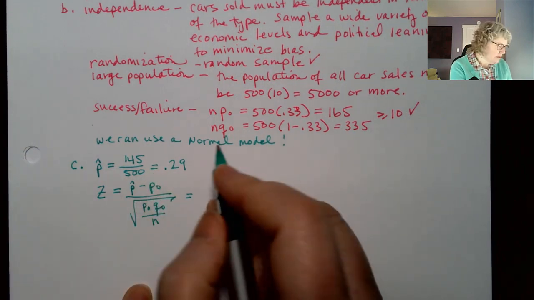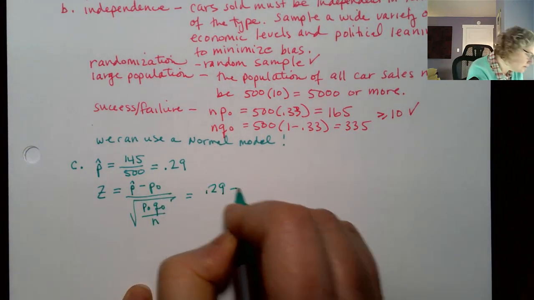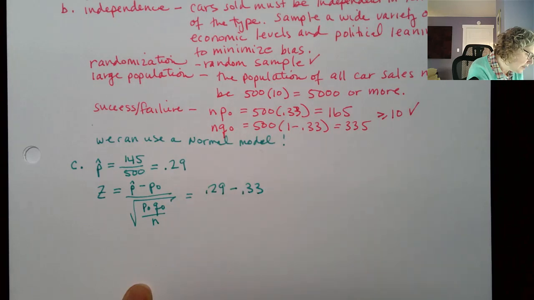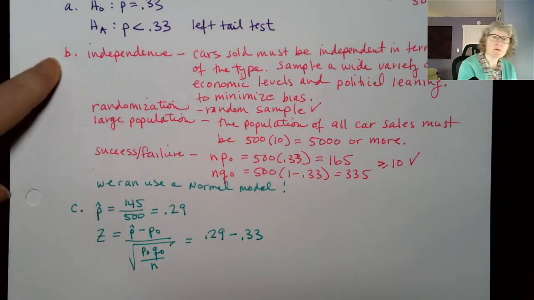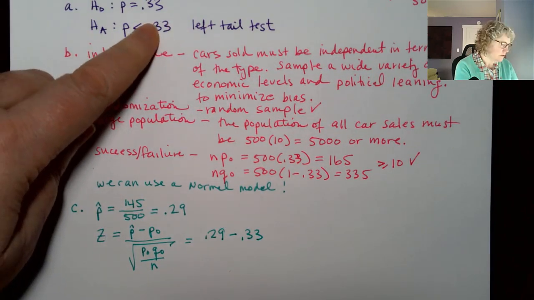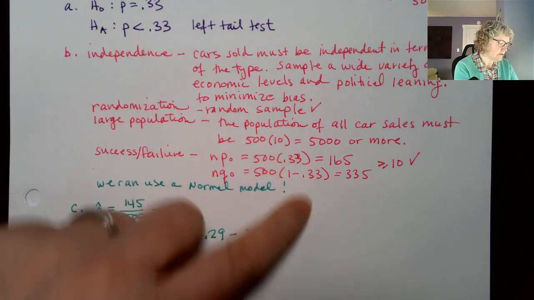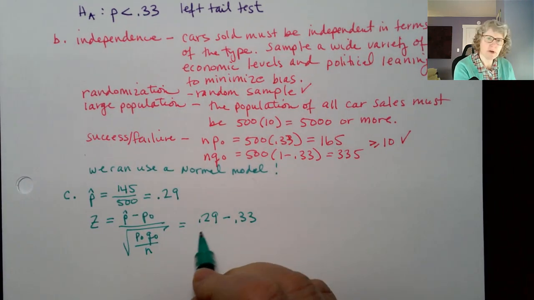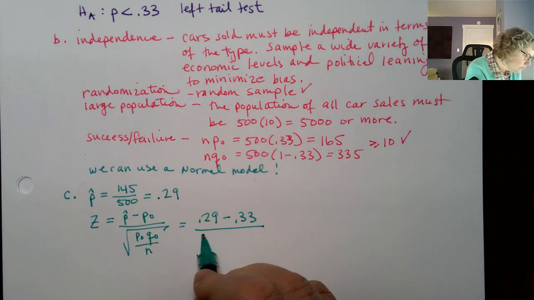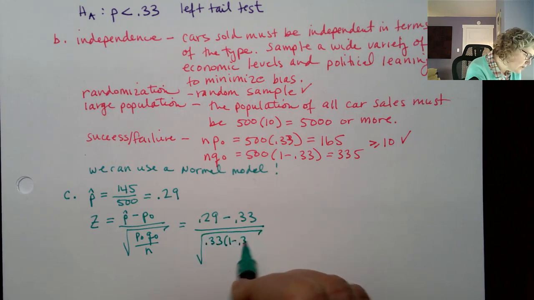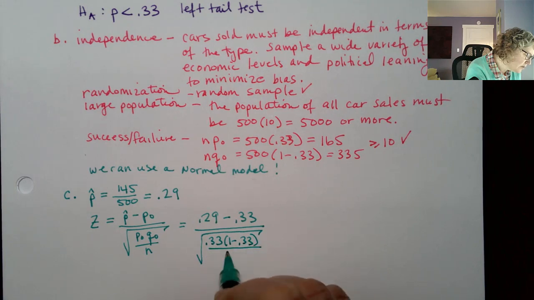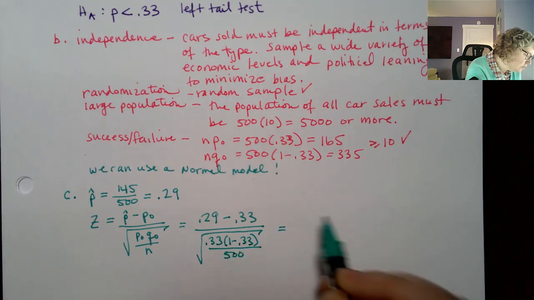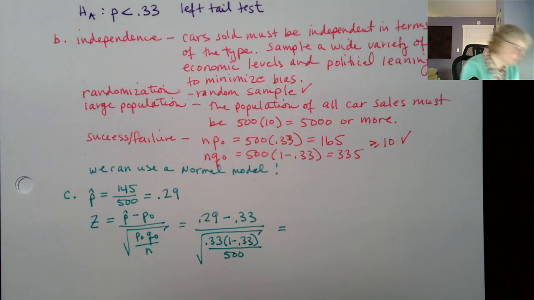Okay, so now let's put in our numbers. We have 0.29 minus 0.33. That's from our null. This is our null value. We're using this in everything. So the 0.33 is going to go everywhere. 0.33, 1 minus 0.33, all over 500.